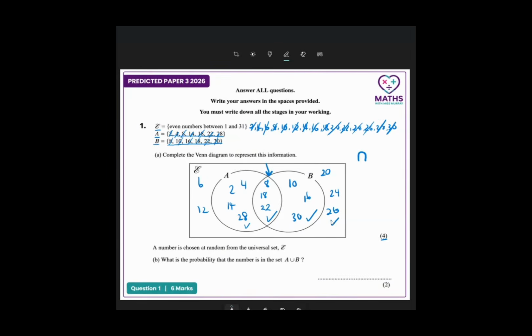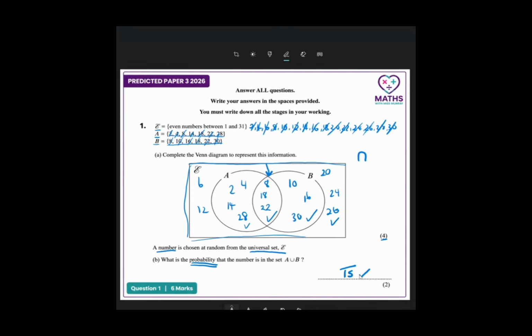So now it says a number is chosen at random from the universal set. That means this whole diagram. So you're taking a number at random from the whole diagram here. Okay, so it's out of all of those possible numbers. It says, what is the probability? So that must be written as a decimal, percentage or fraction. It's always easiest to go with fraction. It must not be a ratio. And because we know it's out of the universal set, it's going to be out of 15. That's a mark already just for getting the denominator correct, because it's out of all of these 15 numbers.